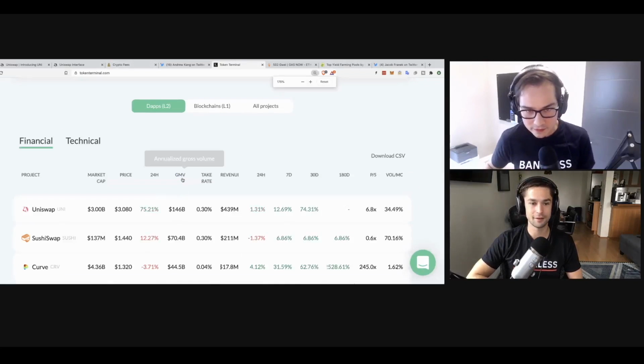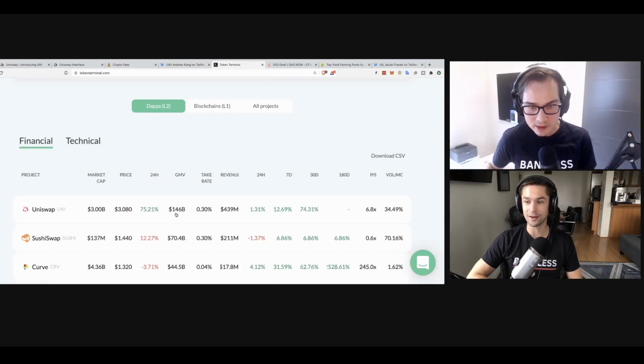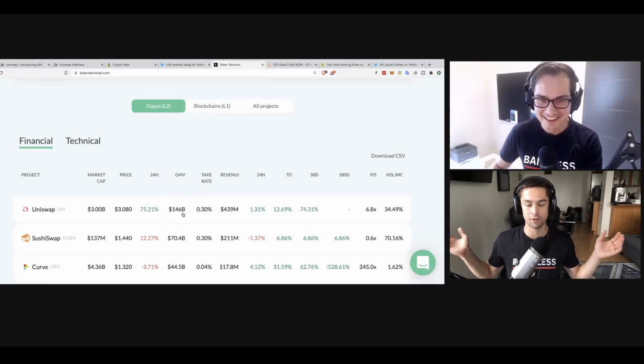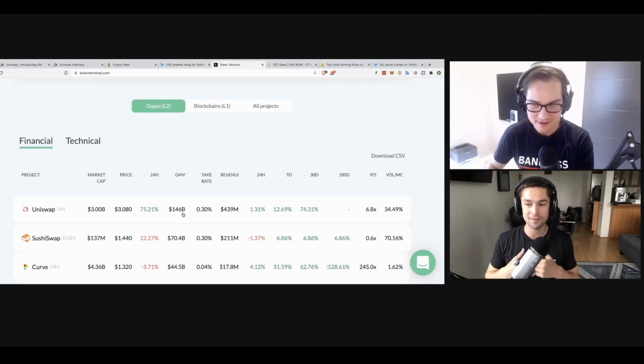Well, and look at this. Look at annualized gross volume. It's doing more volume than Coinbase. What do you think Coinbase's valuation is? Coinbase's valuation is at least larger than 10 billion. I think it's between 15 and 25 billion dollars. Yes. And Coinbase is beating them on volume, and it's a protocol, right?